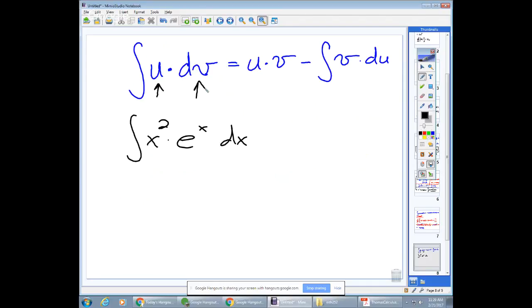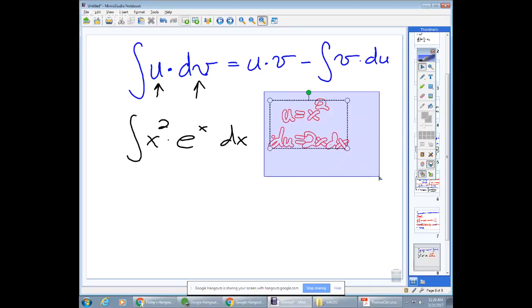So let's see, what if I differentiate x squared, I get 2x, that's easier. If I integrate it, I get x cubed over 3, that's harder. So usually if you have a polynomial, that's going to be your u. E to the x, derivative, integral, doesn't matter. Either way, it's the same. So I think the best choice here is u equals x squared. So then du is 2x dx. And I didn't leave myself enough room there. Let's move that.